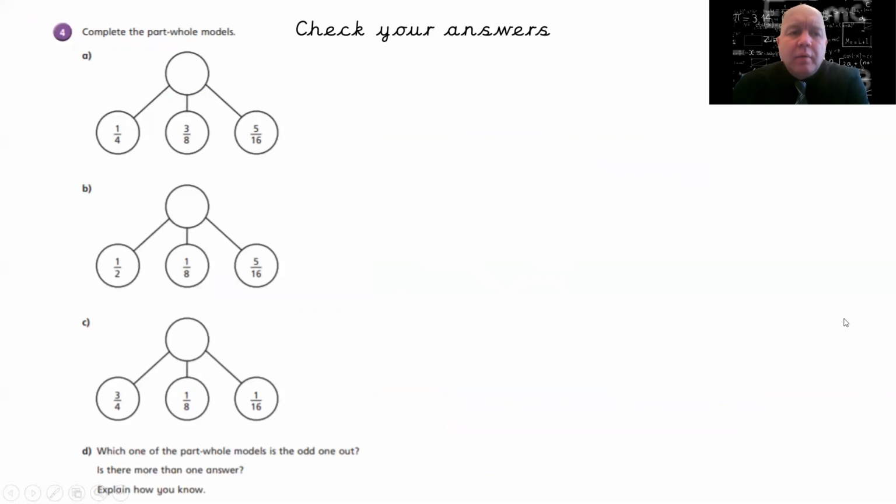Okay, right. A part whole model. Just the same way as you've just done. You've got three fractions to add together. Create the same denominators and you should have no problems at all. Okay, so pause the video, have a go at question 4.